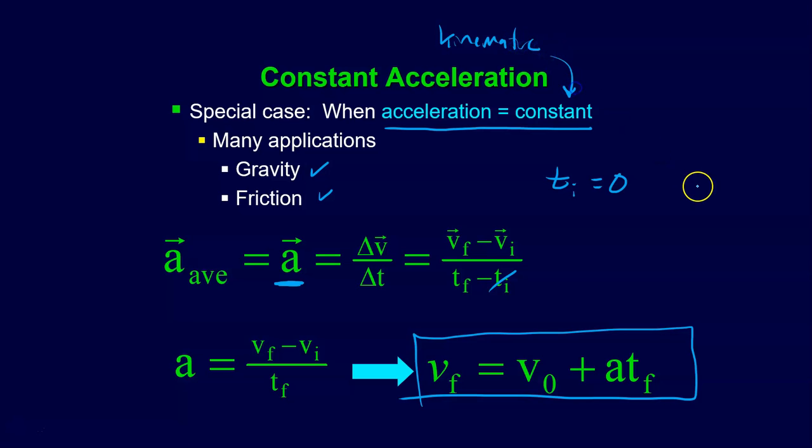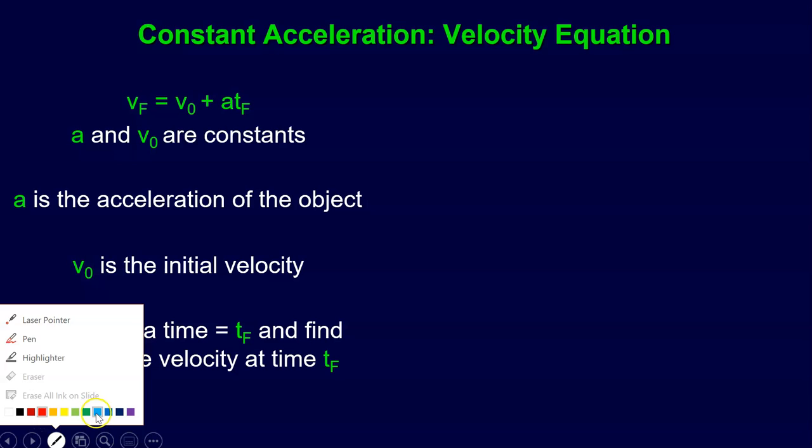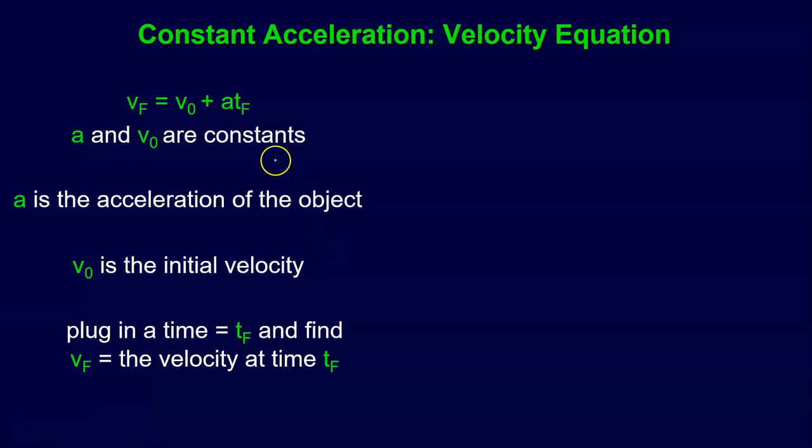Kinematic equations for when acceleration is constant. We're going to develop them here, and then in another video we'll start practicing with these. But this is the first one, and it gives us the final velocity in terms of the original velocity, if we know our acceleration and our time. All right, so we've got this equation. This is the velocity equation for constant acceleration. Again, in this equation, a and v0 are constants, the acceleration and the initial velocity, and if you happen to know the time, you can plug it in and find what the final velocity is.